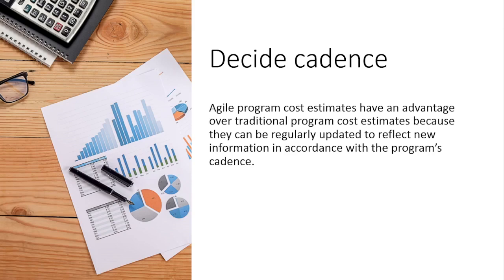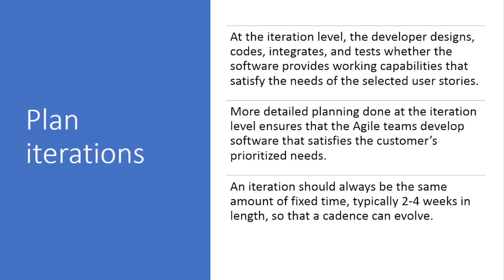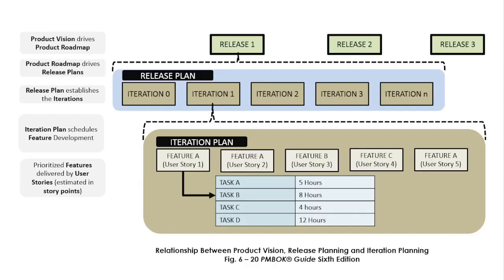Agile program cost estimates have an advantage over traditional program cost estimates because they can be regularly updated. By the same token, when we talk about the cadence of the work involved, it is defined earlier on, and it's one of the things we should consider. We should also plan the iterations. As I showed you in the image, we plan what are we going to be doing at the iteration level. What are we going to be doing at the release level? So there's a kind of intentionality that is very different.